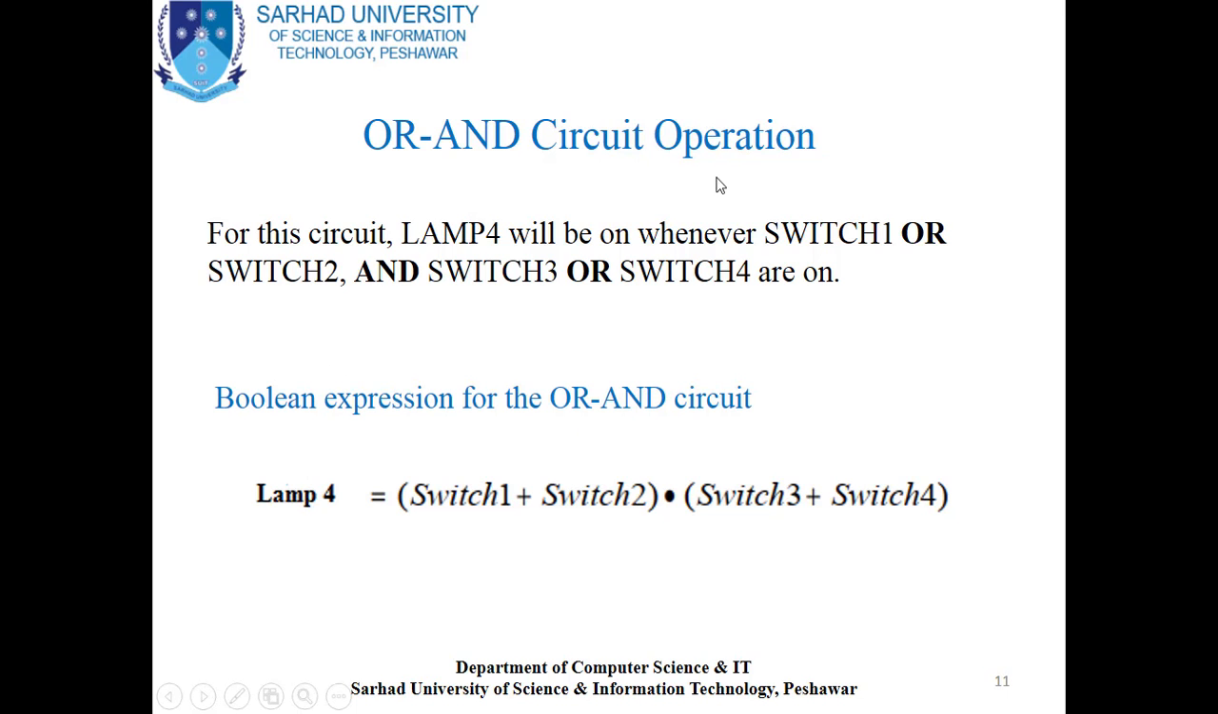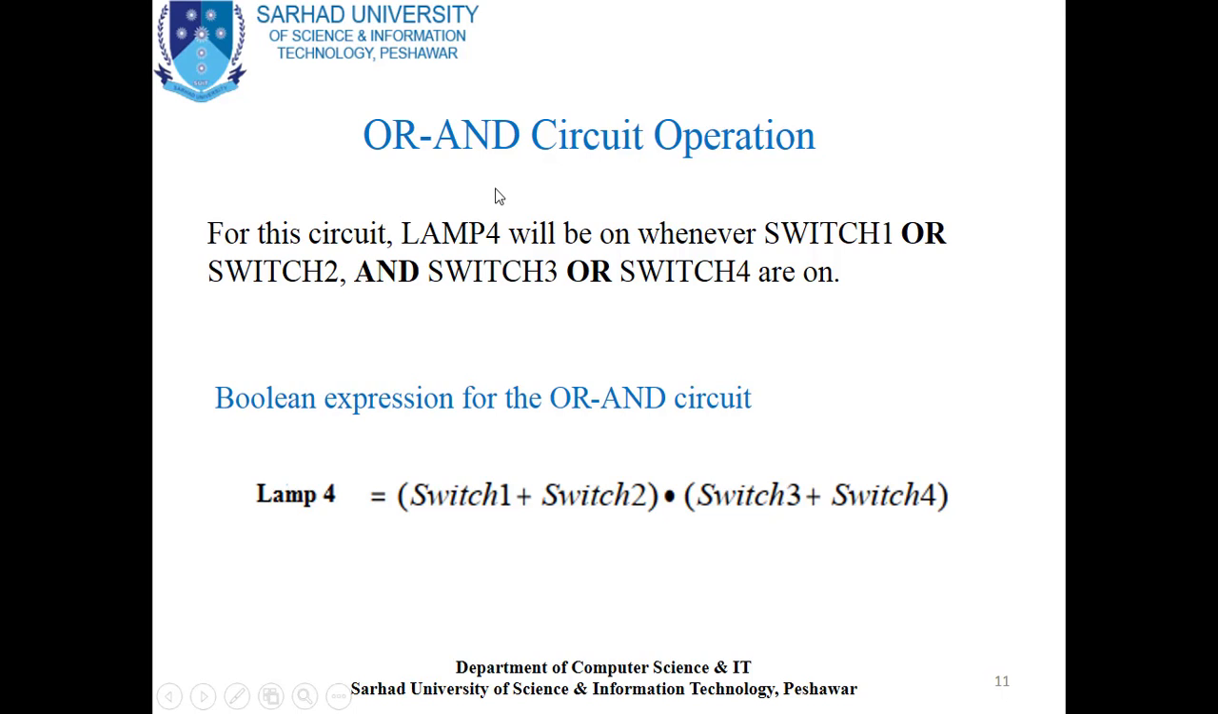OR AND circuit operation. For this circuit, lamp 4 will be on whenever switch 1 or switch 2, and switch 3 or switch 4, are on. So this is the circuit operation of the OR AND circuit.